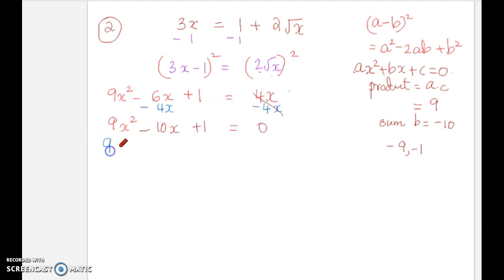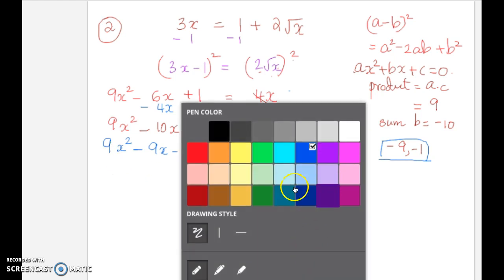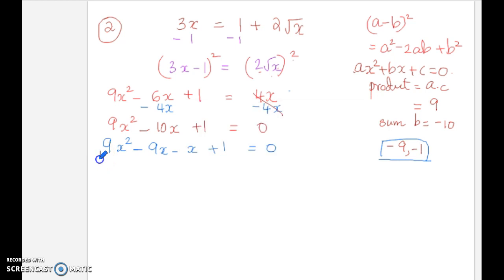Let me show you how to do it. 9x squared, instead of -10x, the middle term is written as -9x minus 1x. So we use the numbers that we just picked to split the middle term, plus 1 is equal to 0, and then we group and we factor. Let me do every step in a different color. I think it will really help.